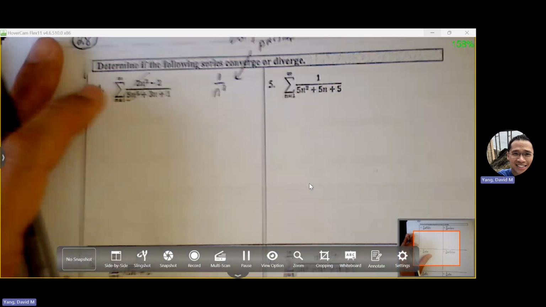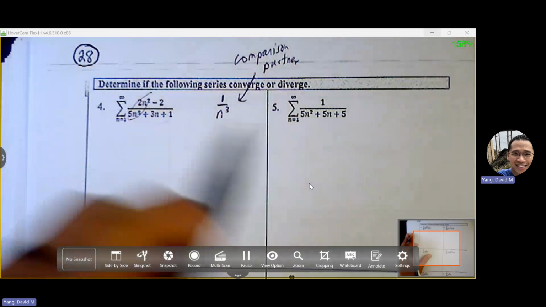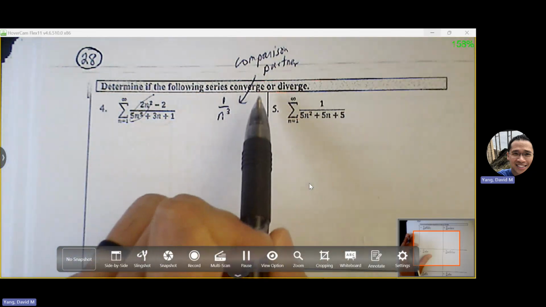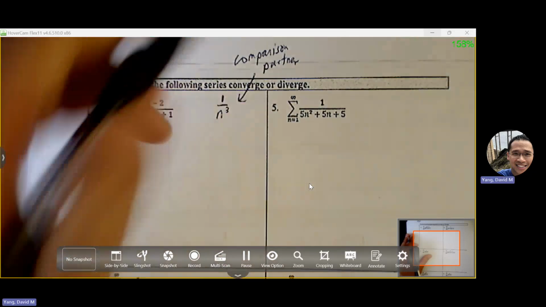Now, your comparison partner may or may not converge, but it'll work either way, whether it's a converging or diverging series. But it just so happens that this is a what? Converging series, okay.